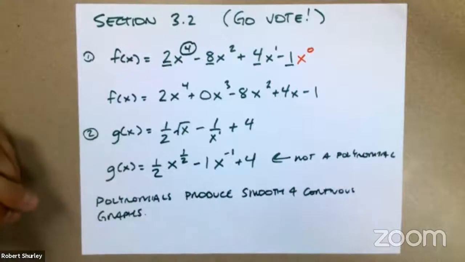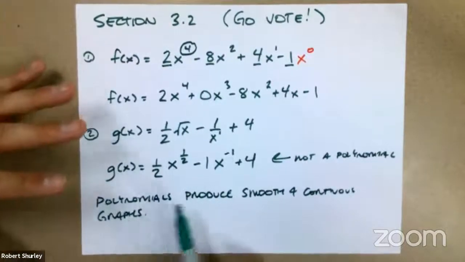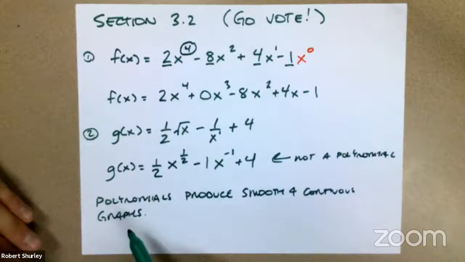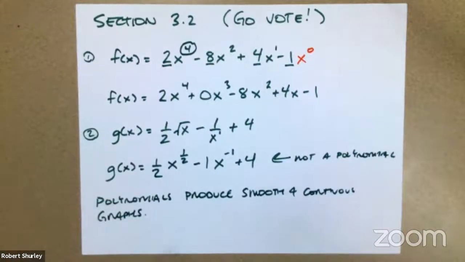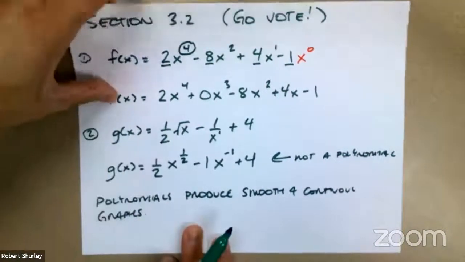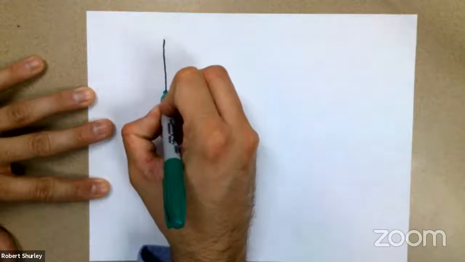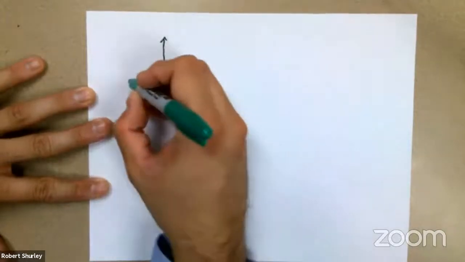We'll get to that actually in 3.5. But we're not going to see anything goofy on the graph. It's just going to be smooth and continuous. Here, let me show you what I'm talking about. I'll give you an example, some graphs that are polynomials and some that aren't, okay? Just visually what's going on.